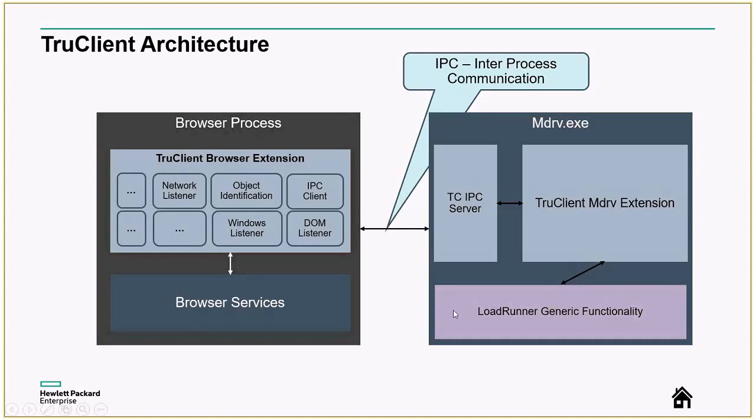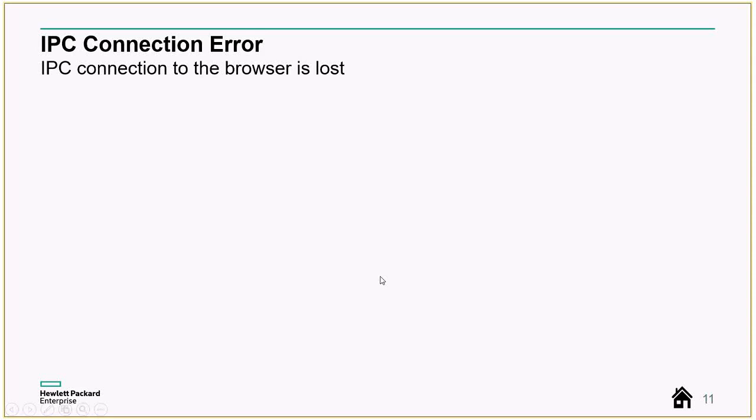So this is basically a high-level architecture diagram. I hope that it's clear. I tried not to make it too technical, but I did. It was important for you to understand how it works, because when you see an IPC error, you need to understand the context of it.